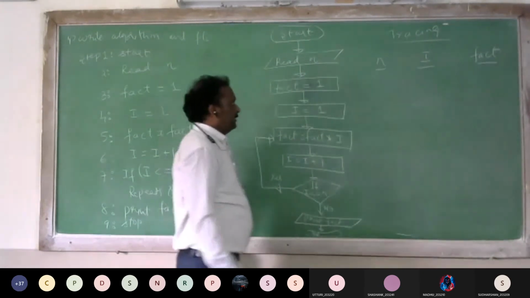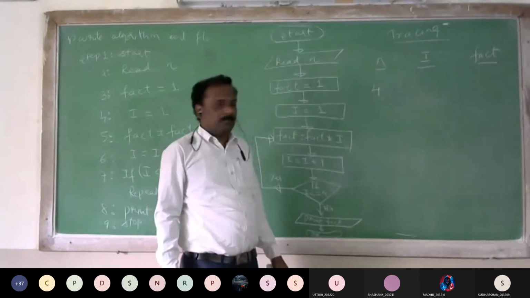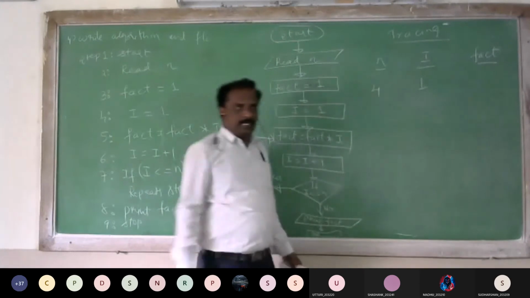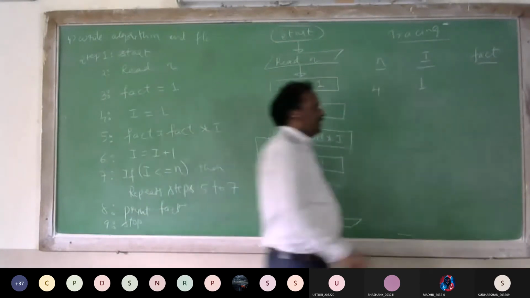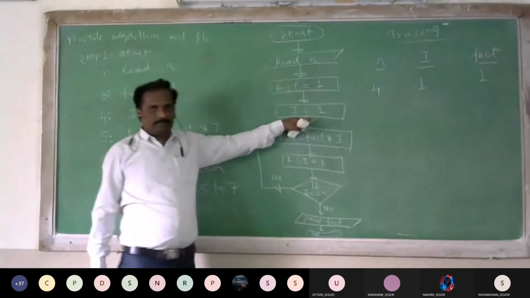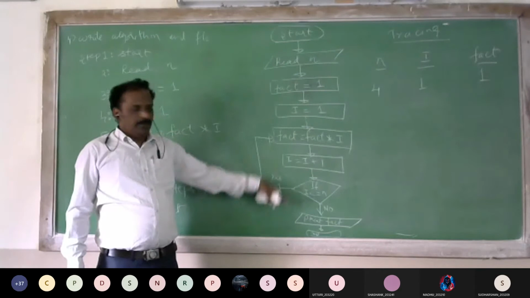Now, n. Say that I want to find the factorial of 4. What is the starting number? Starting number will always be 1. What is the starting value of the factorial? Starting value of the factorial is always 1. This much is over. Now, this is the actual logic.